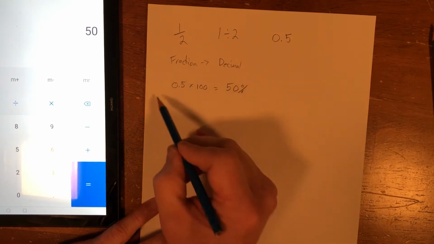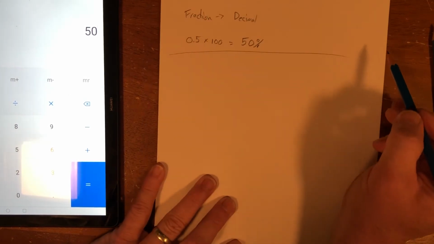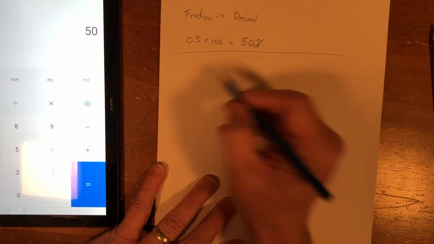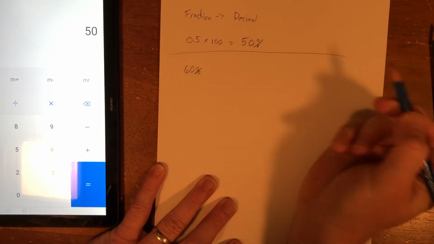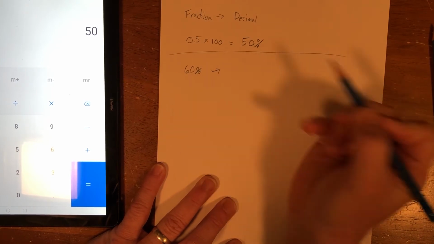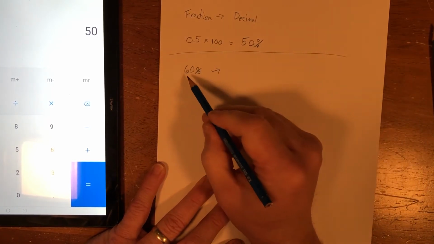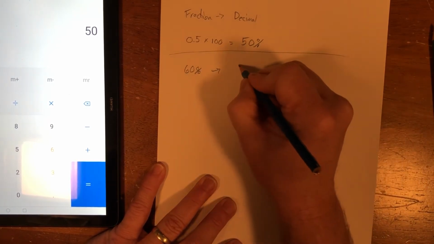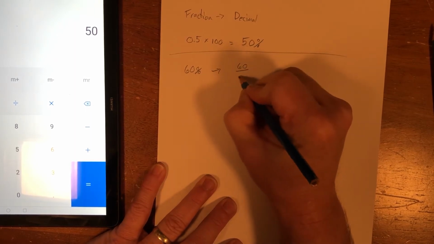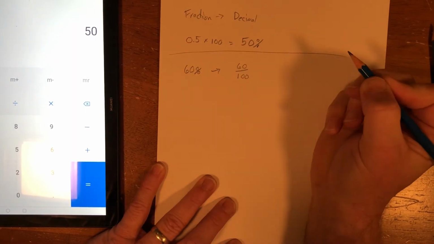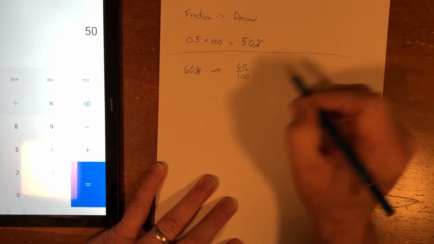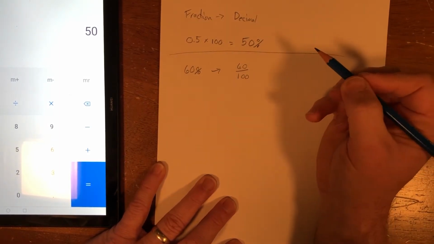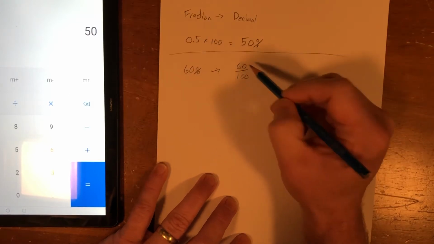Okay? Now, the next thing you have to do is go backwards. So if you had 60% and you want to change that to a fraction, the first thing we do is we write the numerator and we put it over 100. Done. Almost. Now we have to reduce this to its lowest terms, but we have converted the percentage to a fraction.